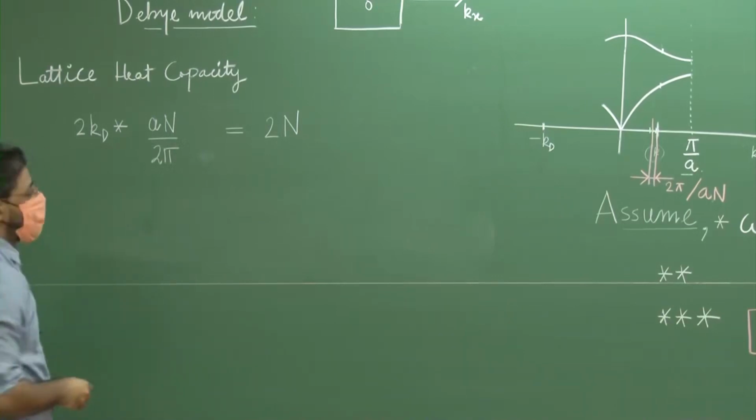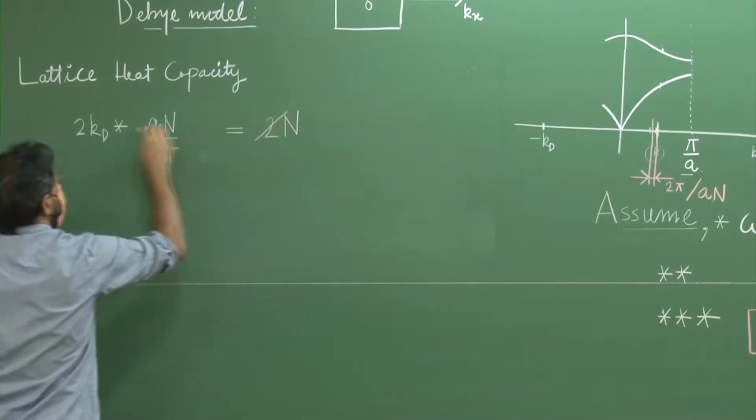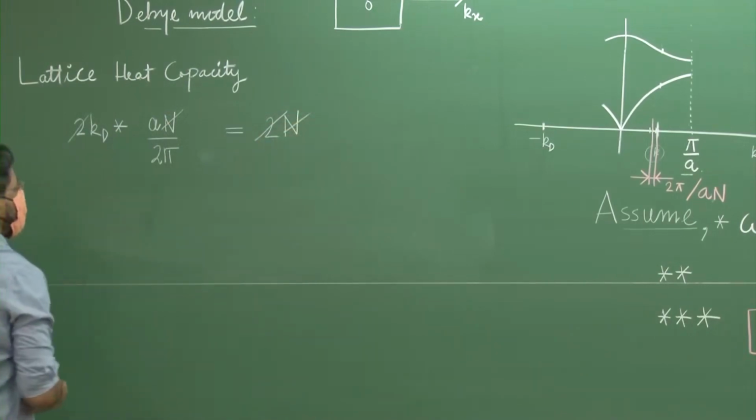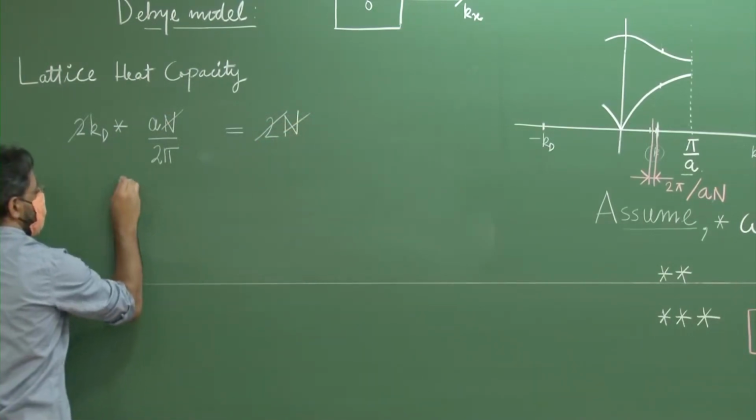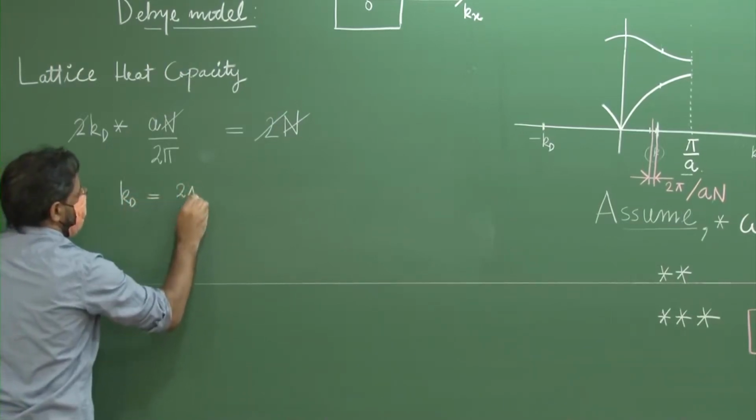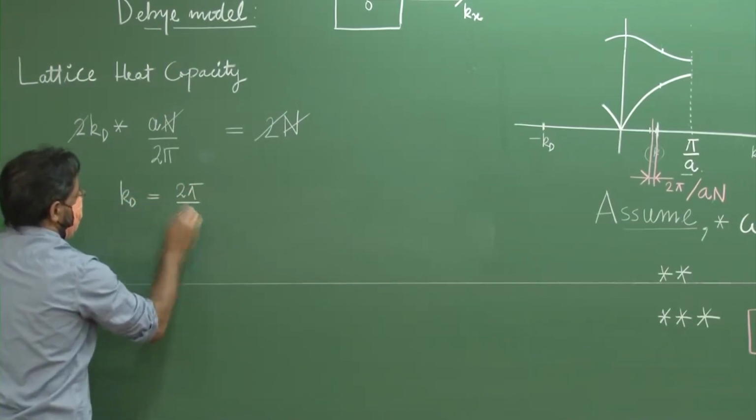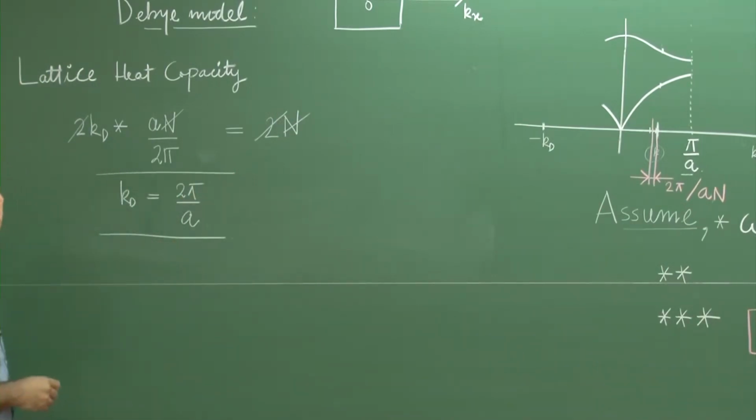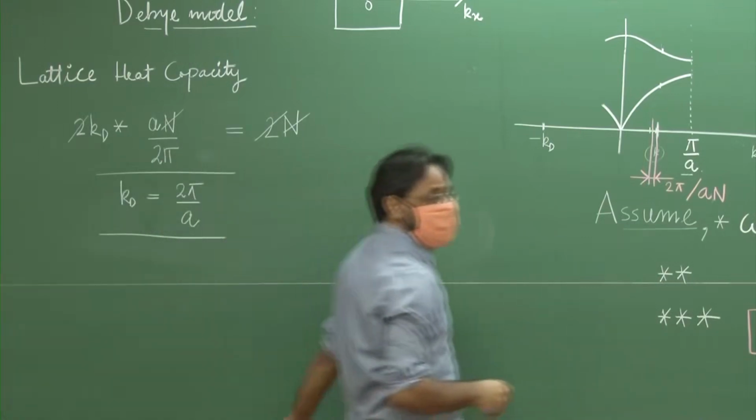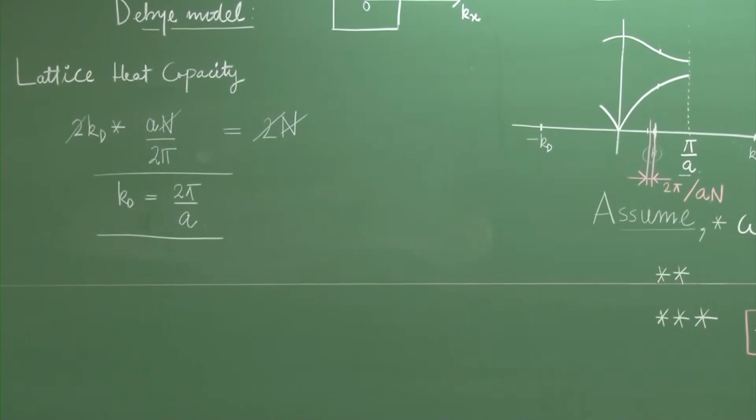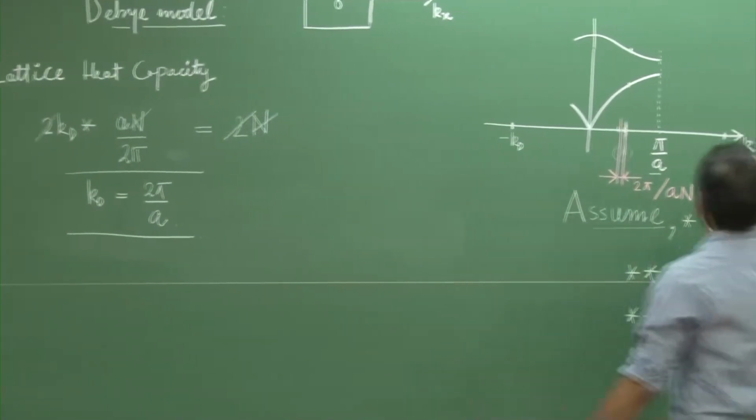Okay. So, now what happens? 2 cancels, and N cancels, what remained? What you get is Kd equal to 2 pi by a. And this is very nice. This is very nice because this 2 pi by a is what? 2 pi by a is sitting here.